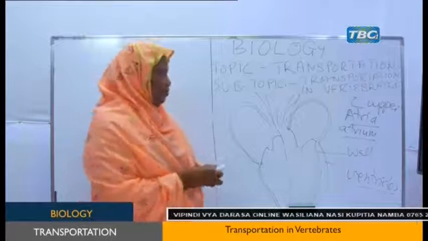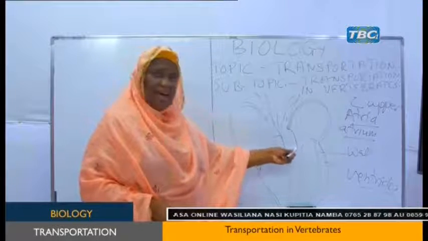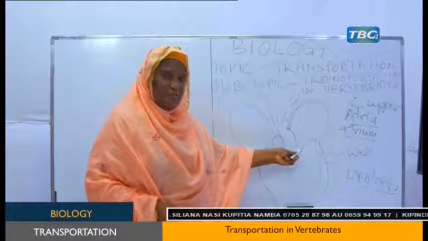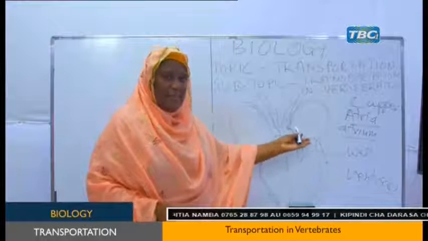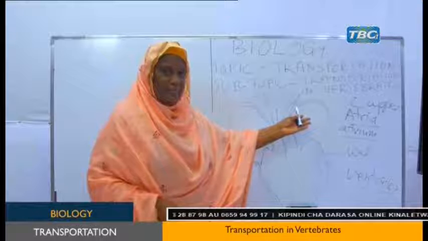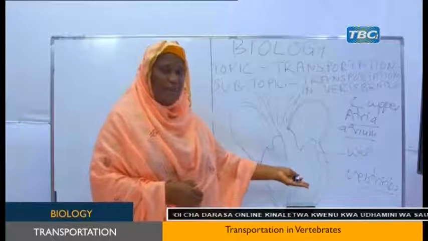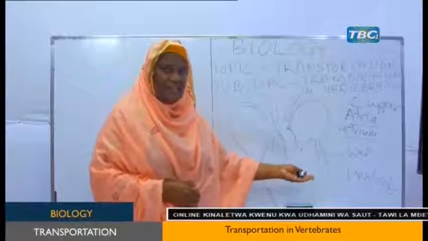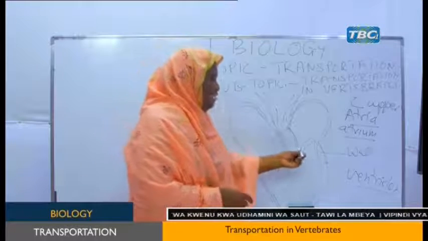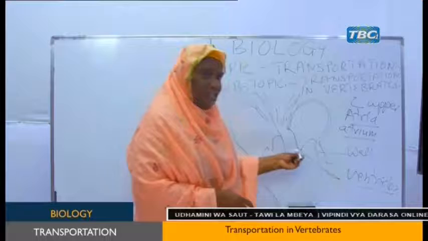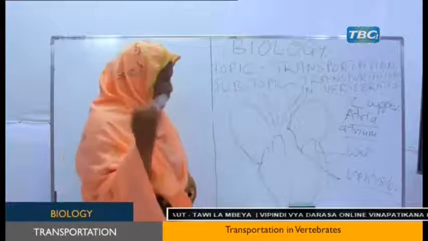And here there is a valve which separates the upper chamber on the left hand side and the lower chamber, that is the left ventricle. This valve is known as bicuspid.